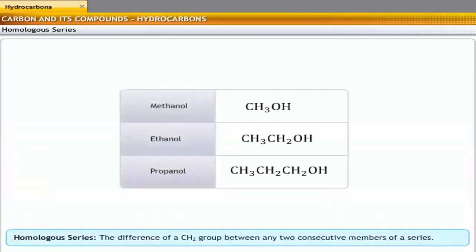Let's consider the family of alcohols. The functional group in alcohols is OH. Methanol has the molecular formula CH3OH, ethanol has the molecular formula CH3CH2OH, and propanol has the molecular formula CH3CH2CH2OH. We observe that the difference between methanol and ethanol, and the difference between ethanol and propanol, is a CH2 group.